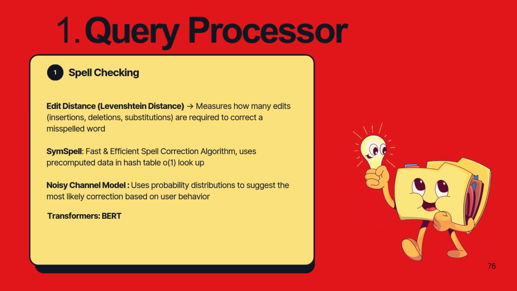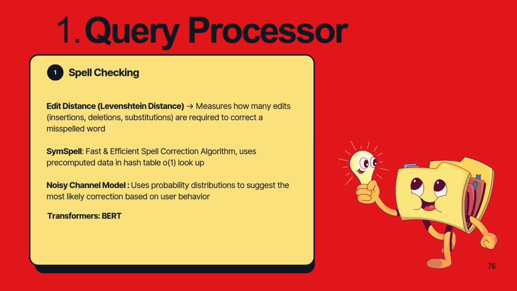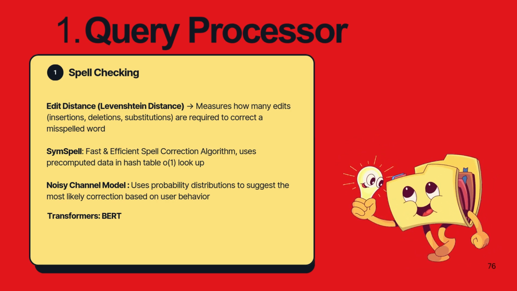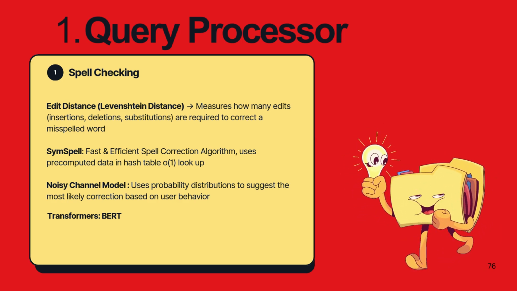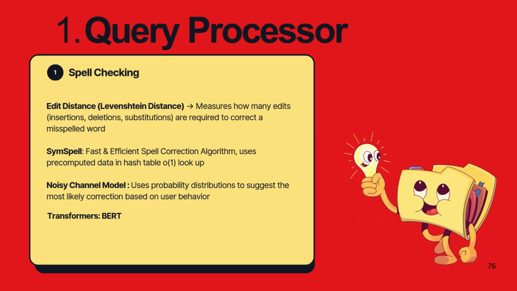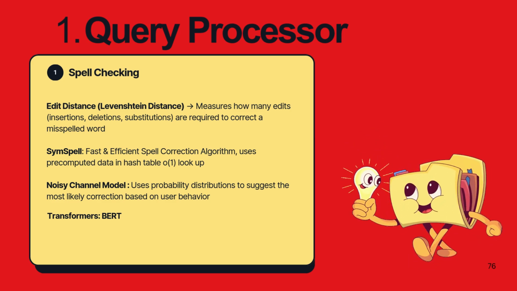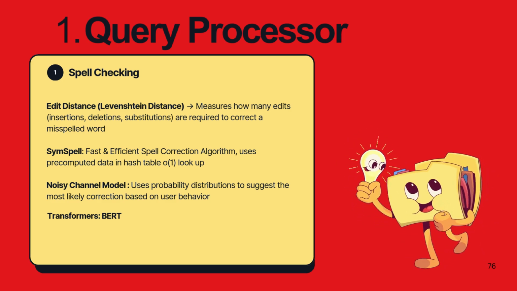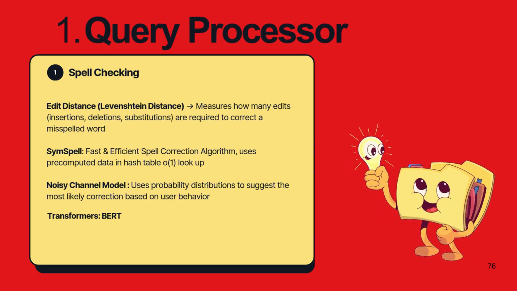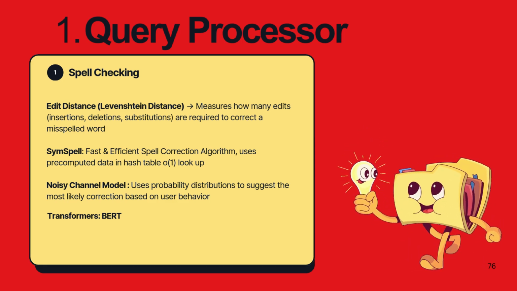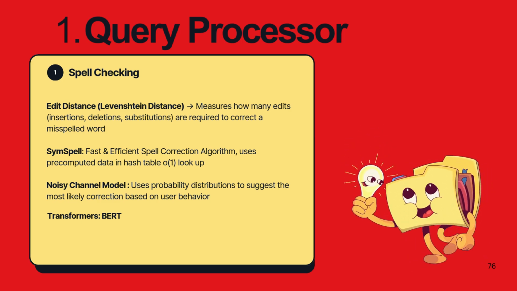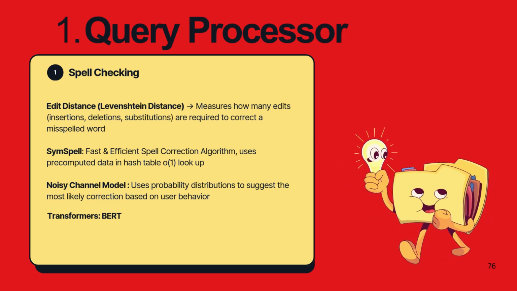And then there is another important algorithm that you can think about, and people have been using it in LLMs as well, which is the noisy channel model. Here they are using a probability distribution to suggest the most likely correction based on user behavior. If you want to use deep learning, then transformers like BERT are a good example.